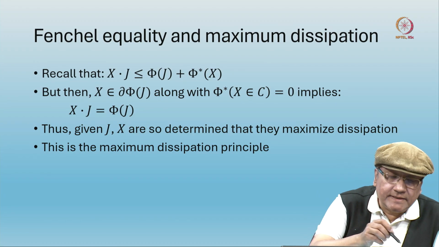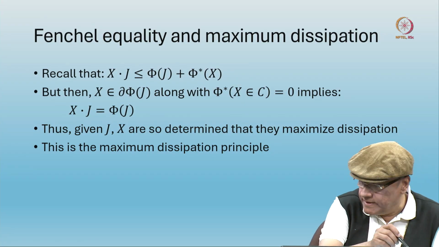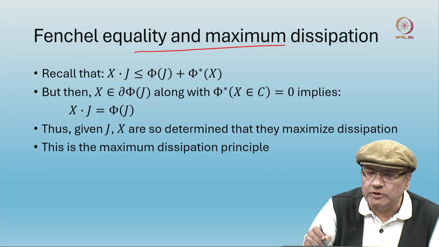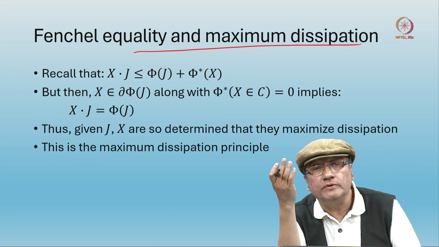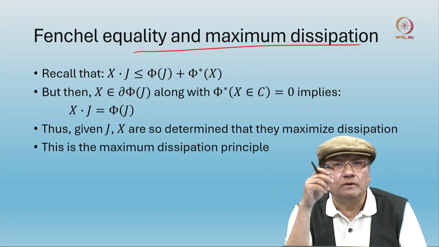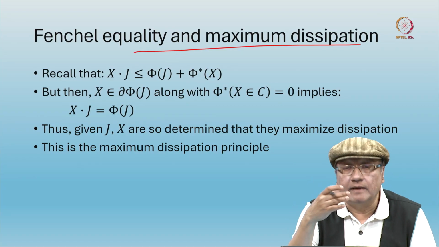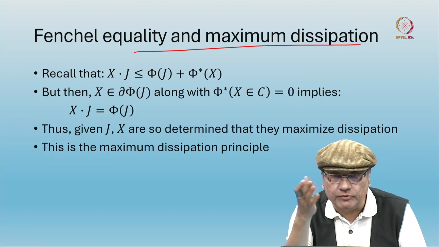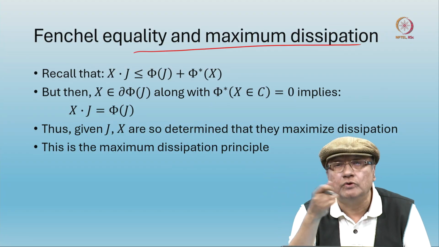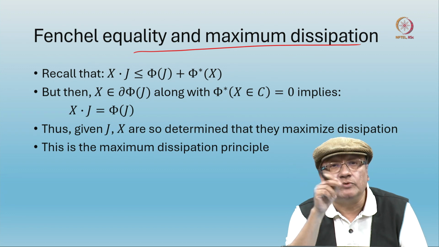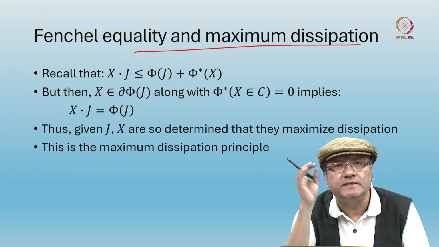Now, let us talk about the Fenchel equality and the maximum dissipation principle. People talk about the maximum dissipation, right. What is it? That the plastic flow occurs, or the plastic stresses are developed, that means sigma 0, the deviatoric stress during the plastic flow, develops in such a way as to maximize the plastic dissipation.